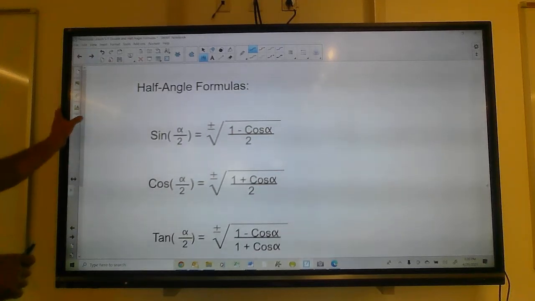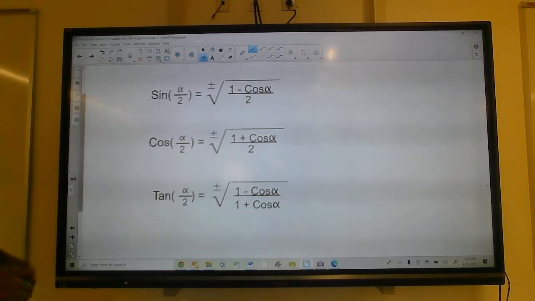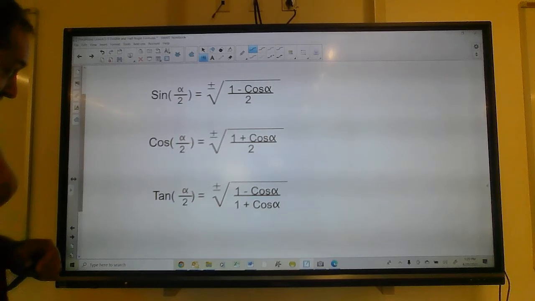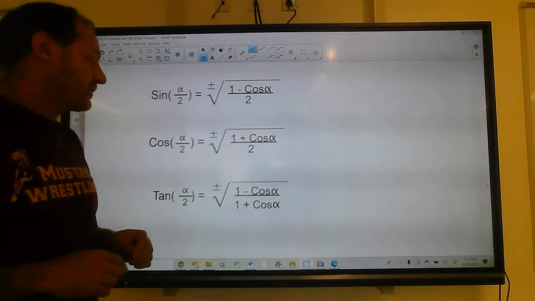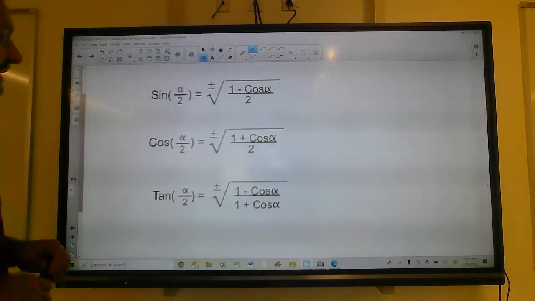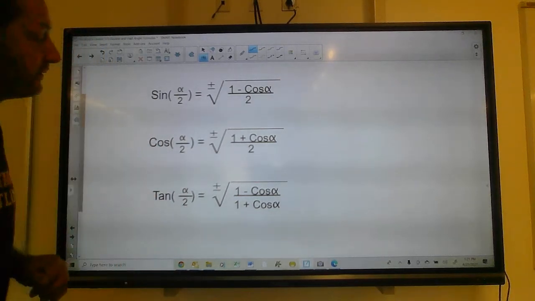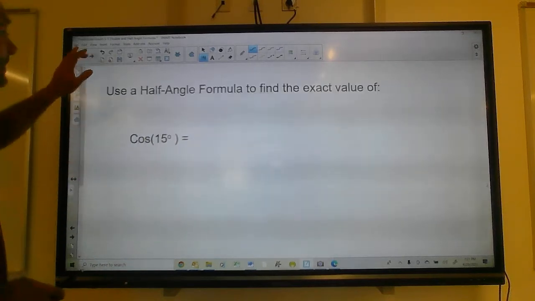Okay, so I've got some half angle formulas here. The sine of alpha over 2 is plus or minus the square root of 1 minus the cosine of alpha over 2. The cosine of alpha over 2 equals plus or minus the square root of 1 plus the cosine of alpha over 2. And the tangent of alpha over 2 is plus or minus the square root of 1 minus cosine alpha over 1 plus cosine alpha. Now the plus or minus, we'll talk about that in a little bit. Sometimes you have to adjust the angle to get it to work correctly.